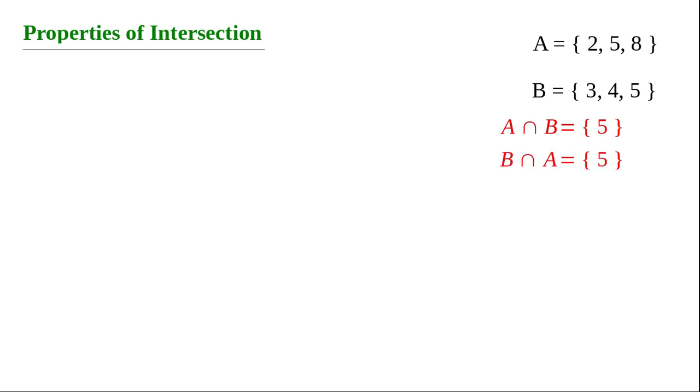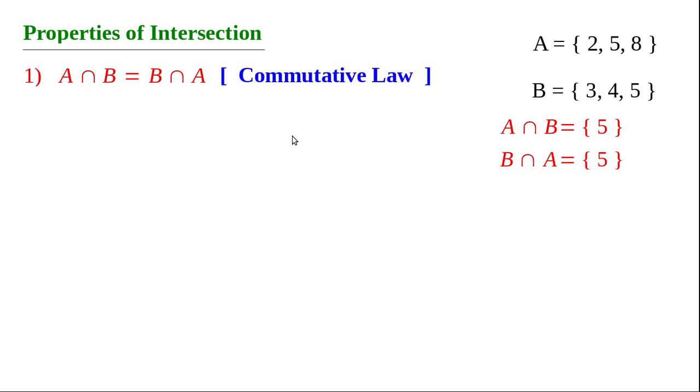Then what is B intersection A? That is again set 5. It means that A intersection B and B intersection A are same. What is the name of that property? That is commutative law. It means that when we take the intersection of two sets, there is no importance to the order in which we are taking. Order has no importance. That is the relevance of commutative law.